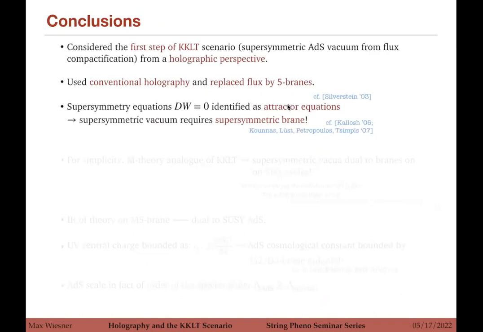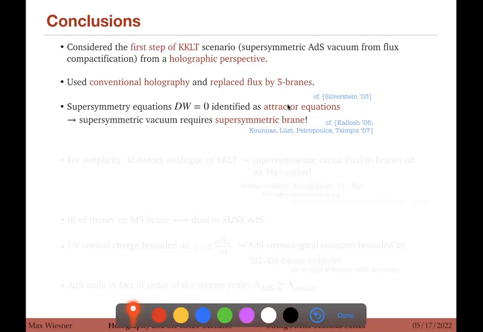So let me give my conclusion. We considered the first step of the KKLT scenario from a holographic perspective. We wanted to see, can we get a supersymmetric AdS vacuum from flux compactification? We used what we call conventional holography, by just dualizing the flux through 5-branes, which is something that was already proposed very early on. We took a slightly different perspective because we considered M5-branes directly, not D5 and NS5 branes.